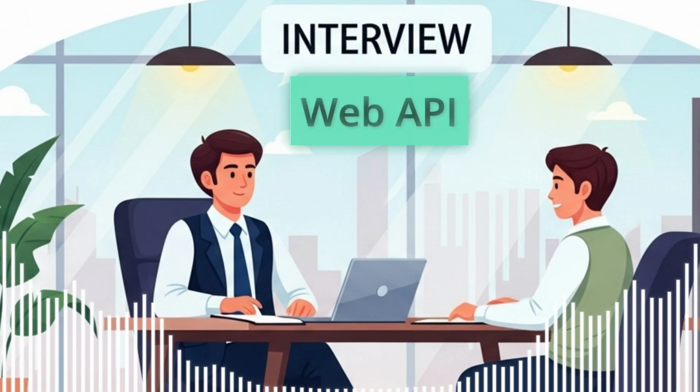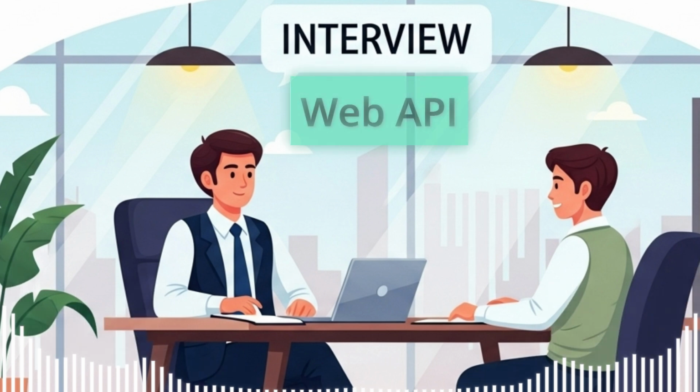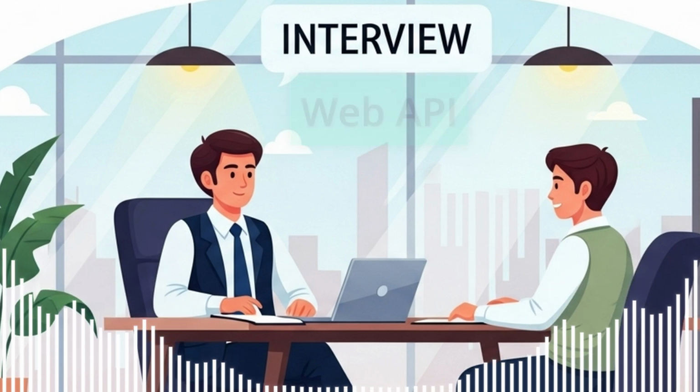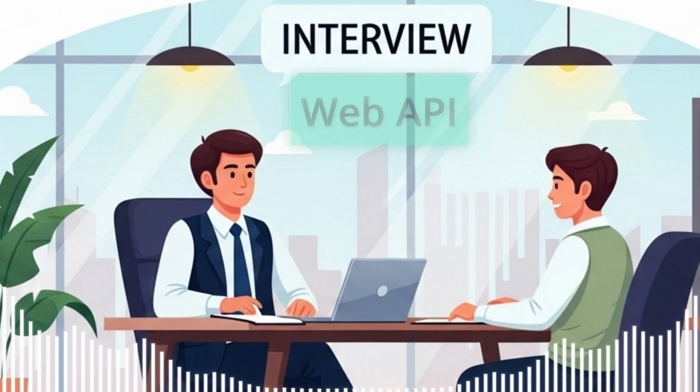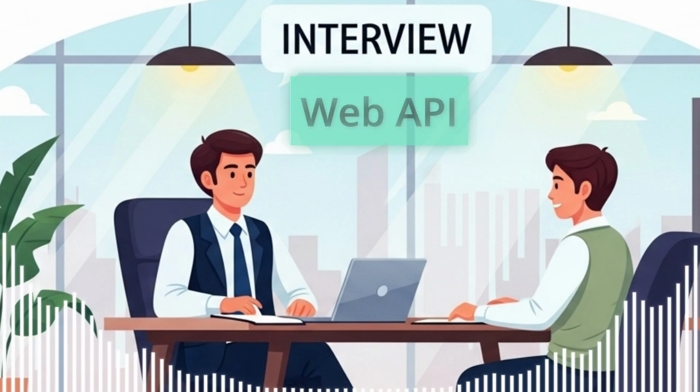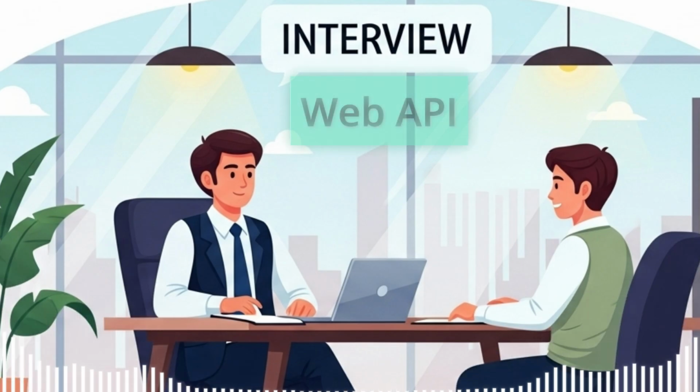What is Swagger used for? Swagger is used for API documentation and testing. It provides a UI to interact with API endpoints. What is content negotiation? It is the mechanism where the client and server decide the data format like JSON or XML. What is IHttpActionResult?